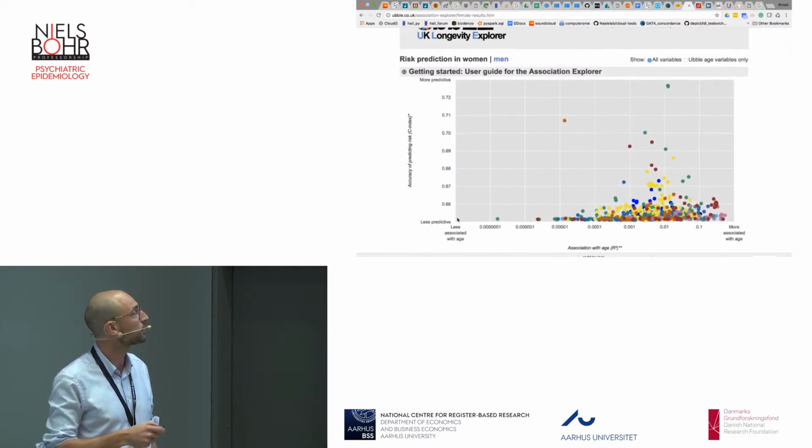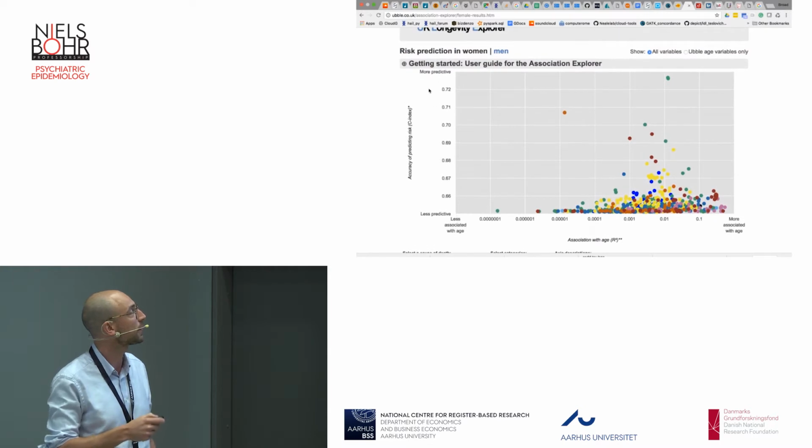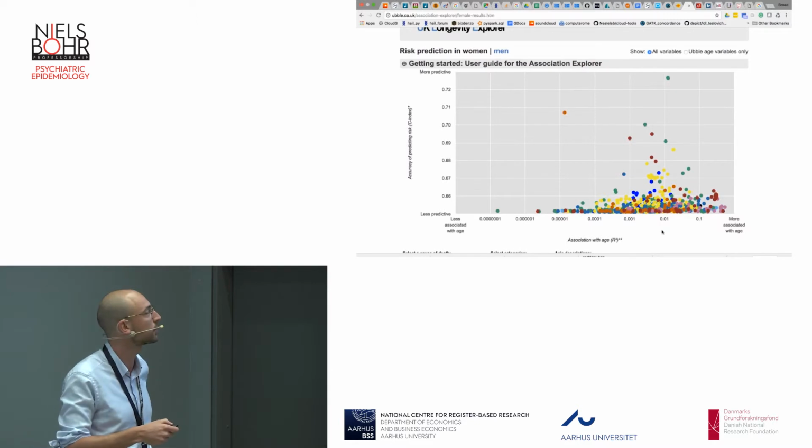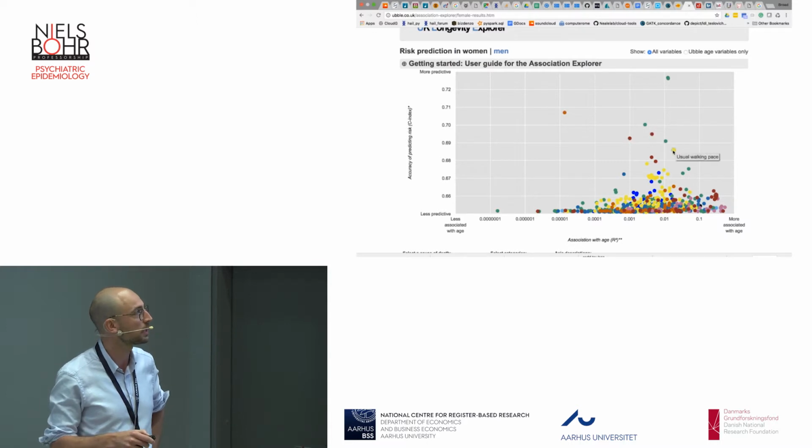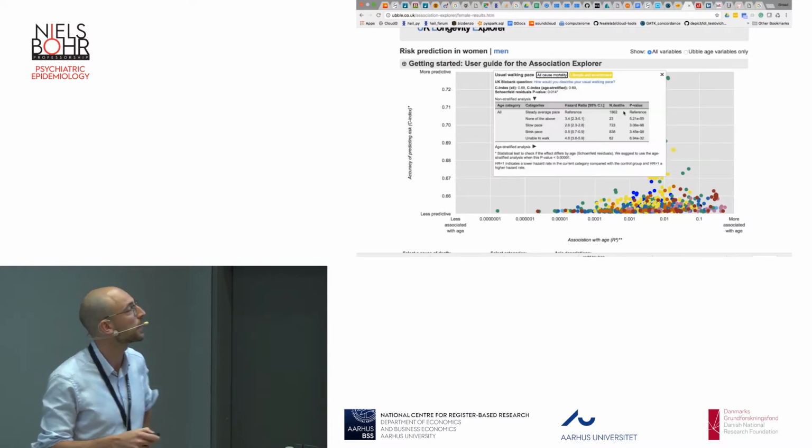You have the accuracy to predict the risk. The 5-year mortality risk is measured as C-index, which is very similar to the area under the ROC curve. Here is the association with age, and each of these dots is one of the 655 risk factors in UK Biobank. You see that the top predictor for women in this age range is cancer, but if you go down the list, you have other interesting associations, like disability and, for example, usual walking pace.